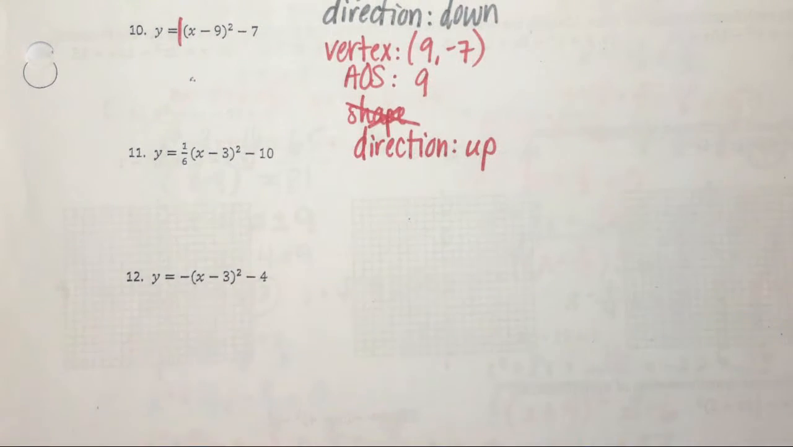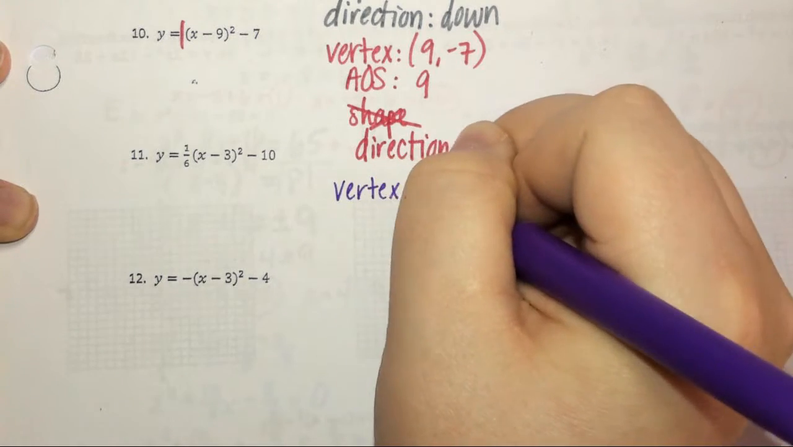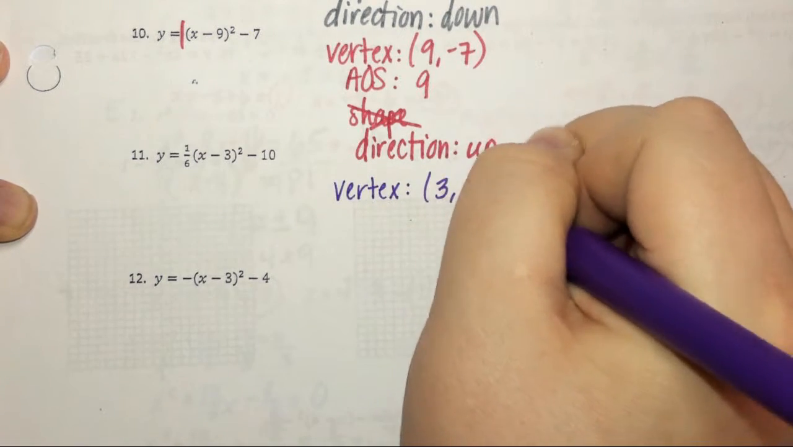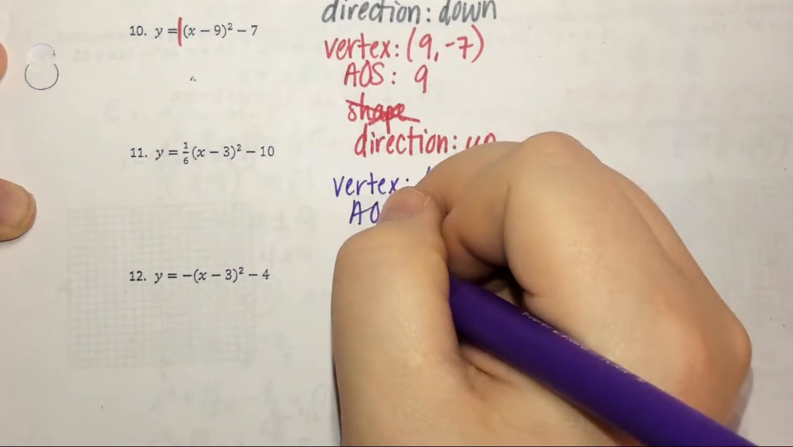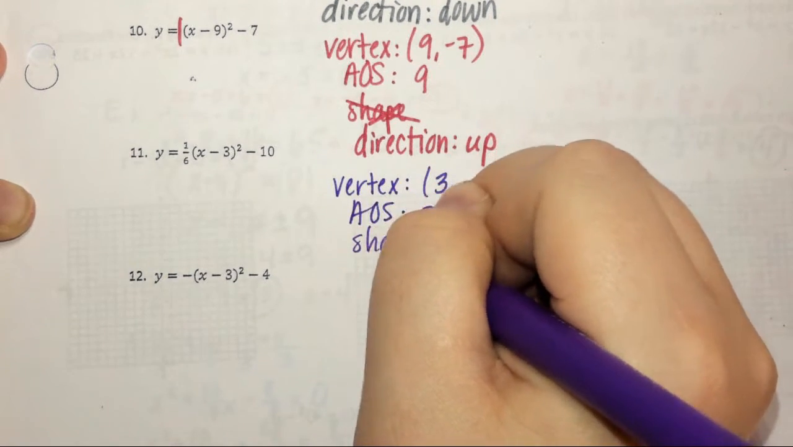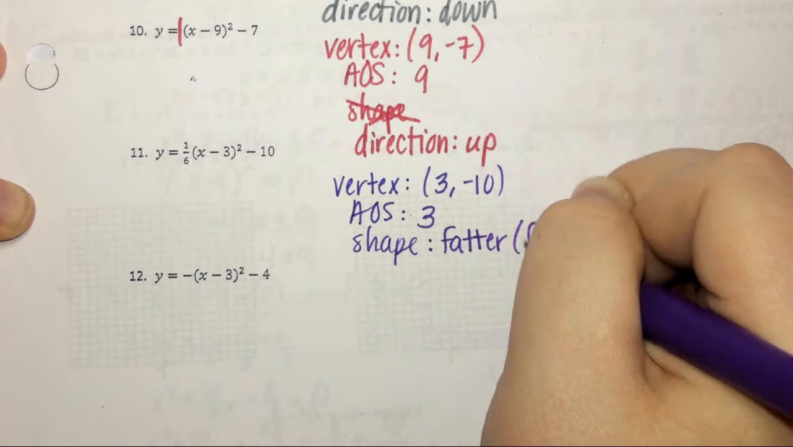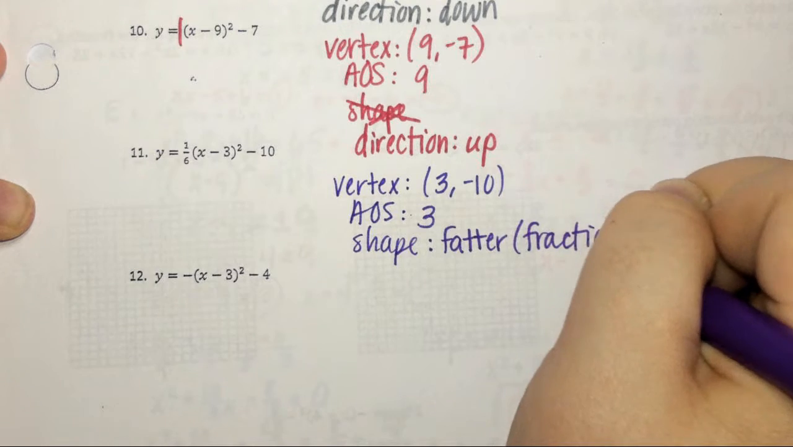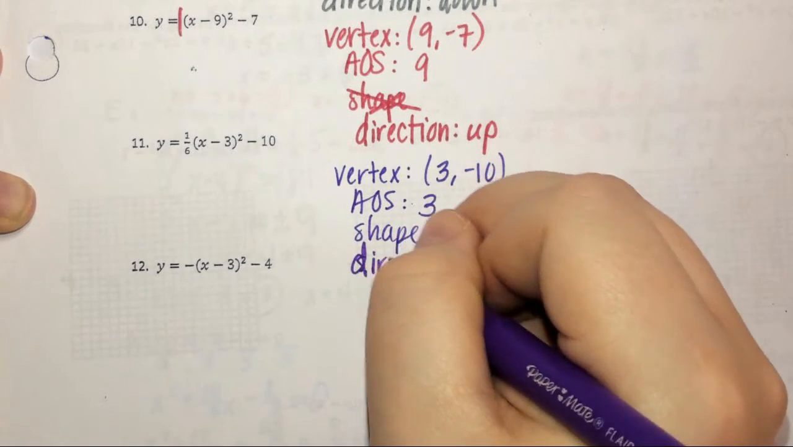Okay, same thing for number 11. My vertex: 3, negative 10. My axis of symmetry: 3. My shape: I've gotten fatter. Why have I gotten fatter? And then my direction is up.